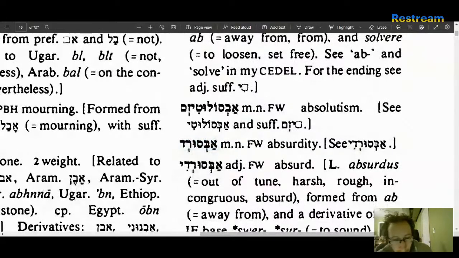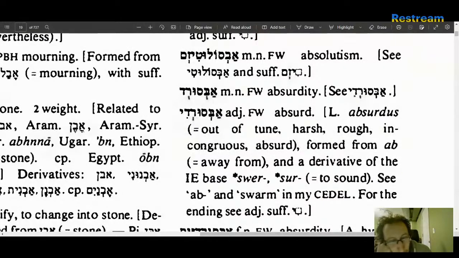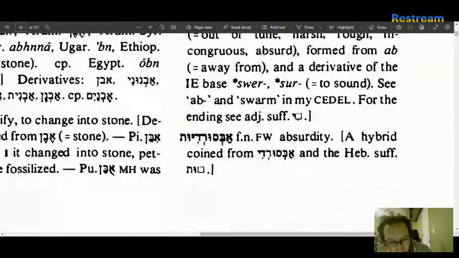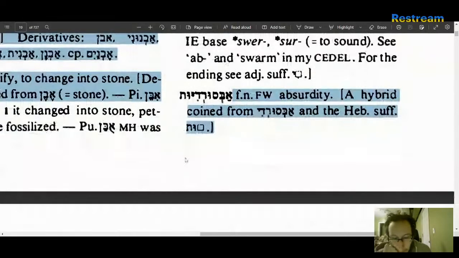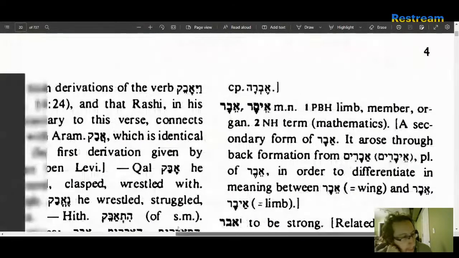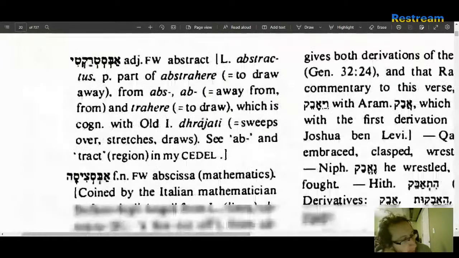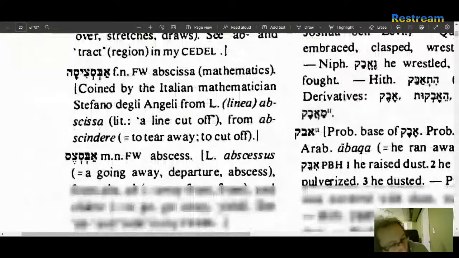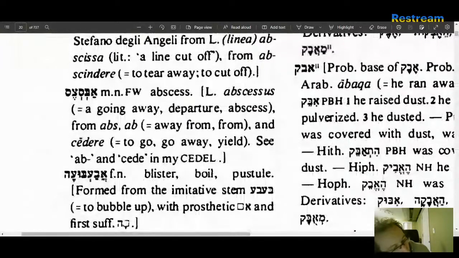Absurd, they literally are spelling it. Aleph is an A, Bet is a B, Samach is an S, Vav is a U, often in Hebrew, Resh is an R, and Dalet is a D. So they're literally spelling it as absurd, the same exact way. So that's again a loan word. We have it again down here. Absurdute, again, loan word. Abstract, loan word.